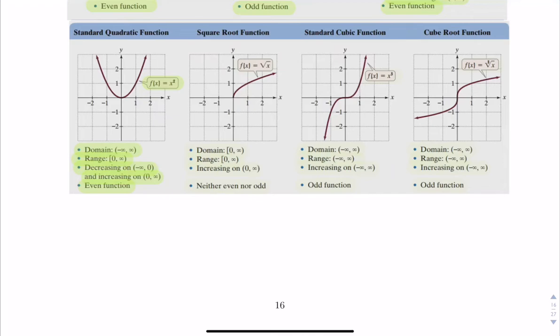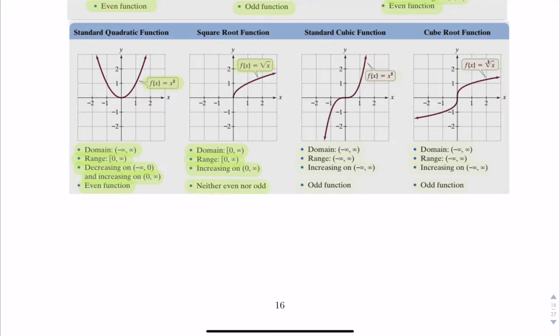The square root function, or f of x equals the square root of x. The domain is from 0 to infinity, and so is its range. It's increasing from 0 to infinity, and this is neither even nor odd.